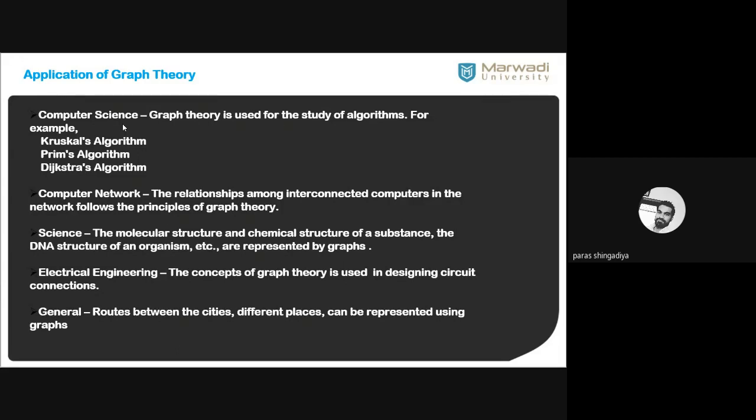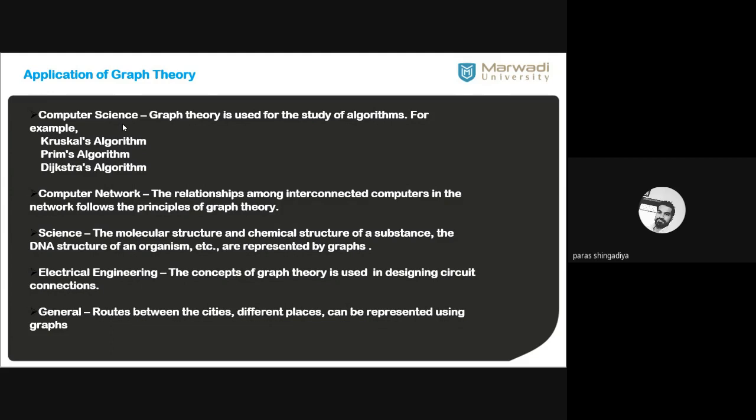In computer science, it is used in the study of algorithms, and there are 3 main algorithms we'll learn in this semester to find the shortest route between any two objects: Kruskal's, Prim's, and Dijkstra's algorithm.